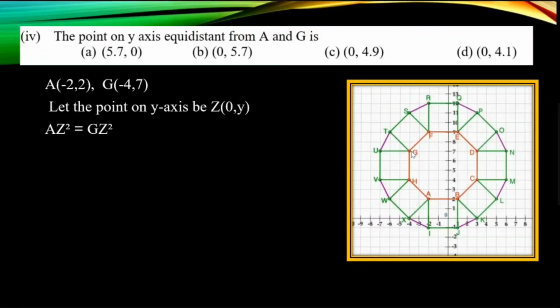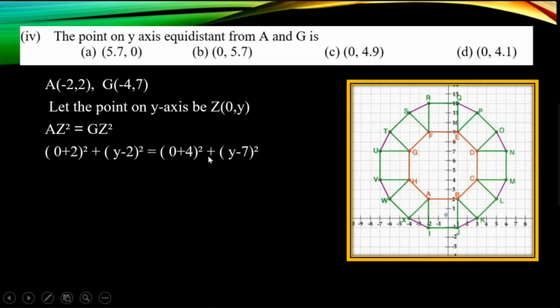So I'll be using the distance formula once again, (y2 minus y1) whole square plus (x2 minus x1) whole square is equal to, again for GZ also we'll find out the distance GZ square. Let us do that. I'll be taking 0 minus -2, which is 0 plus 2 whole square, plus (y minus 2) whole square is equal to (0 plus 4) whole square plus (y minus 7) whole square.